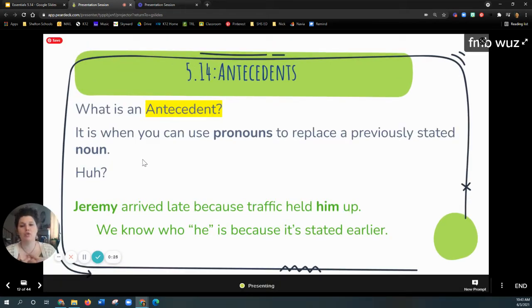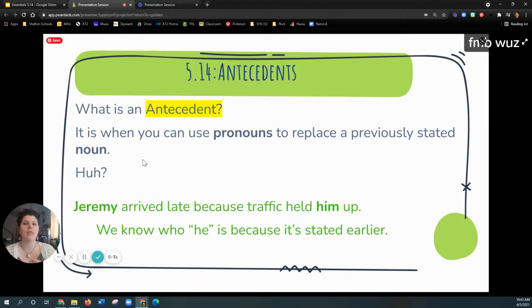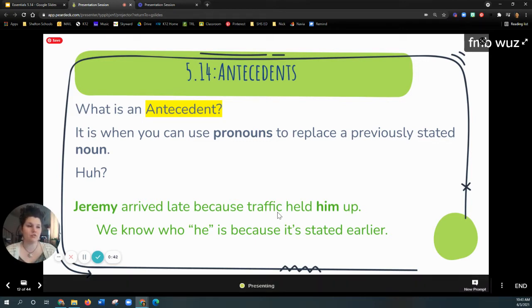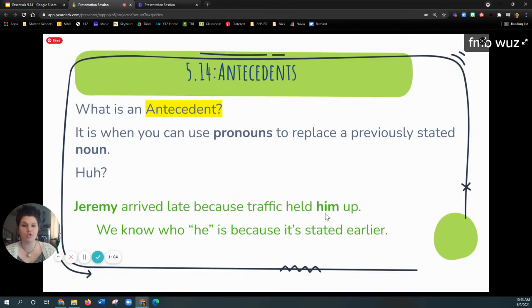Antecedent is when you can replace nouns with a pronoun. So it is the practice of replacing other nouns with pronouns. What do I mean by that? Here's an example. Jeremy arrived late because traffic held him up. We know who this him is. We know who he is because his name is in there already. So we're able to say Jeremy arrived late because traffic held him up instead of having to repeat his name again. Jeremy arrived late because traffic held Jeremy up.